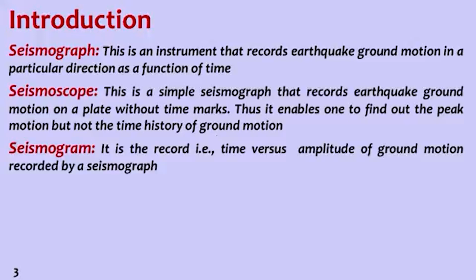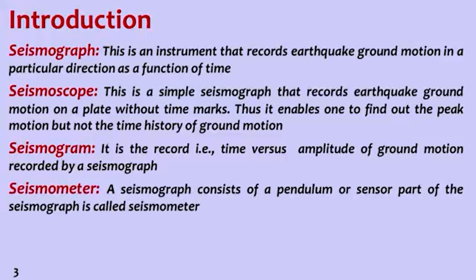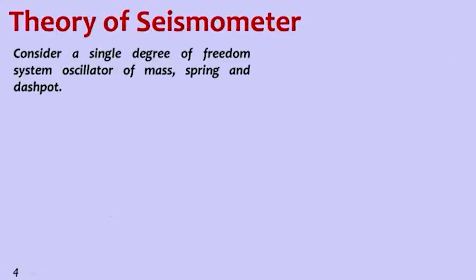And third one is seismogram. Seismogram is a record, that is time versus amplitude of ground motion recorded by seismograph. And the fourth one is seismometer. A seismograph consisting of a pendulum or sensor part of the seismograph, that is called seismometer. These are the terms. Now, what is the principle of this one?